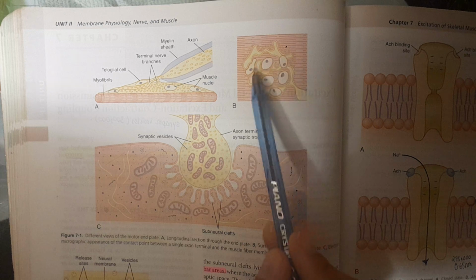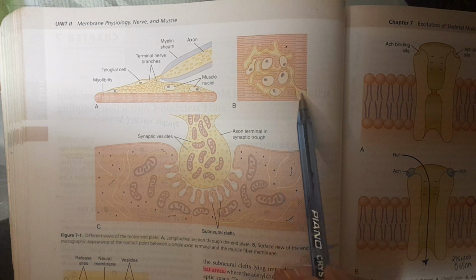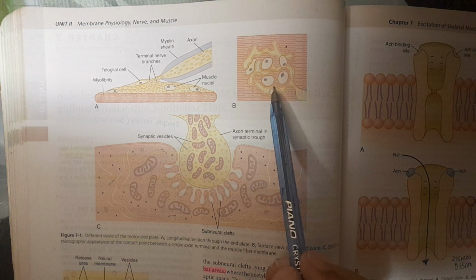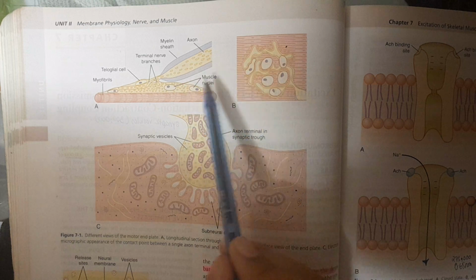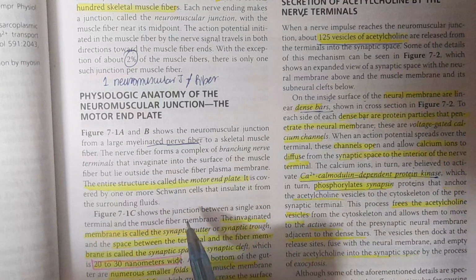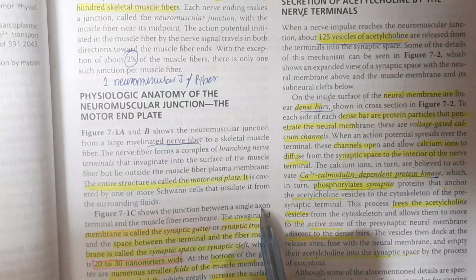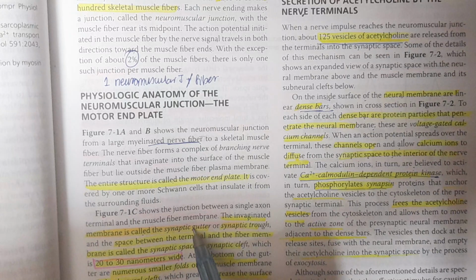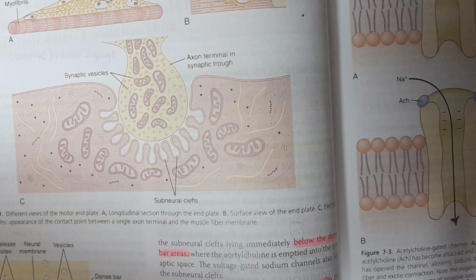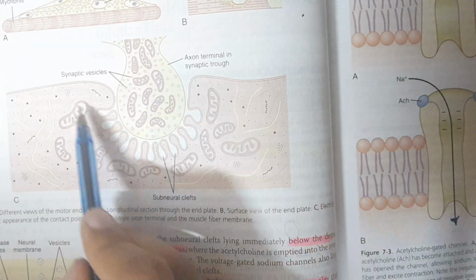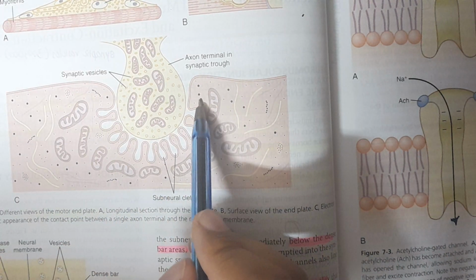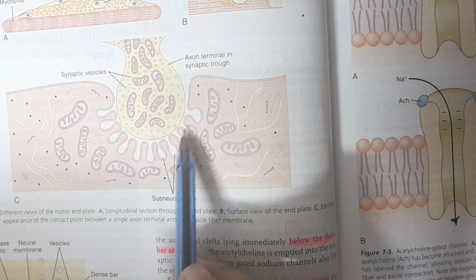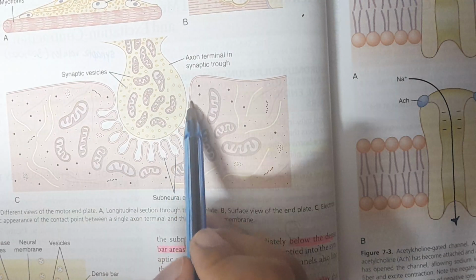You can see how it is happening. These are the muscles and this is the nerve fiber, right? So this is how the neuromuscular or motor end plate looks in two views. Now, the junction between a single axon terminal and the muscle fiber membrane, and the invaginated membrane, is called the synaptic gutter or synaptic trough. Let me show you. You can see over here, this is an axon and this is the synaptic gutter or synaptic trough, and this region of the membrane in which the axon is invaginating is forming a gutter or a trough.